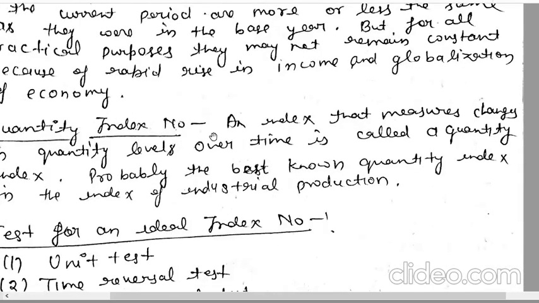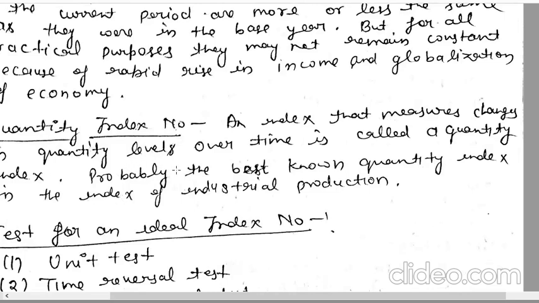Quantity index number. So what is quantity index number? An index that measures changes in quantity levels over time is called a quantity index, right? It means a measure that measures changes in quantity levels.